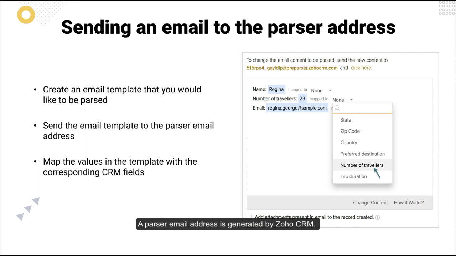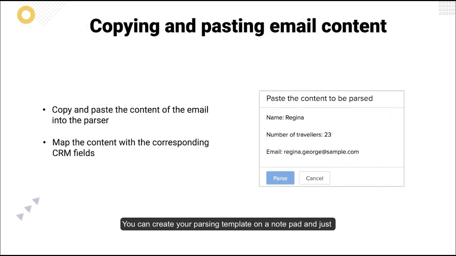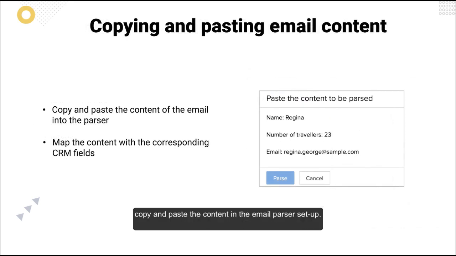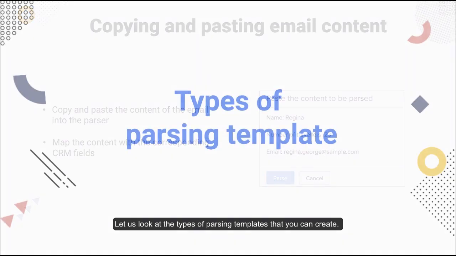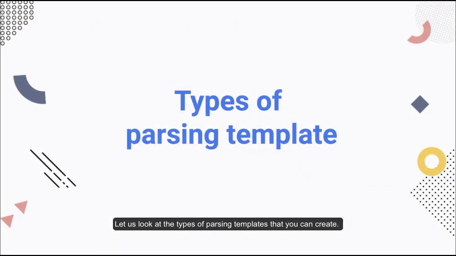A parser email address is generated by Zoho CRM. The emails received to this address will be parsed by the email parser. You can create your parsing template on a notepad and just copy and paste the content in the email parser setup. Let's look at the types of parsing templates that you can create.